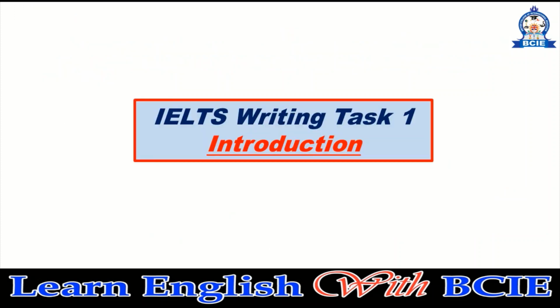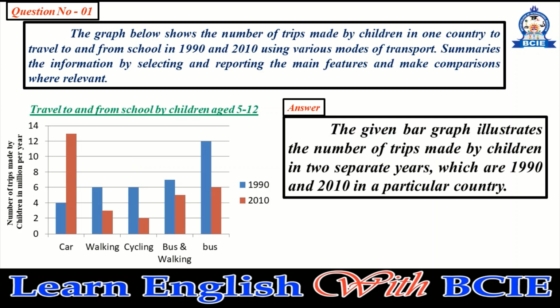Our first paragraph is an introduction. The introduction is 1 or 2 sentences where you simply paraphrase information from your question. You should mention 2 things in your introduction, what your graph shows and for what period of time. So, let's start to write the introduction. The given bar graph illustrates the number of trips made by children in 2 separate years, which are 1990 and 2010, in a particular country.